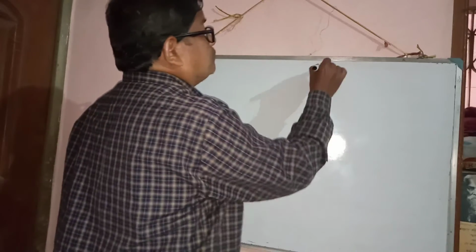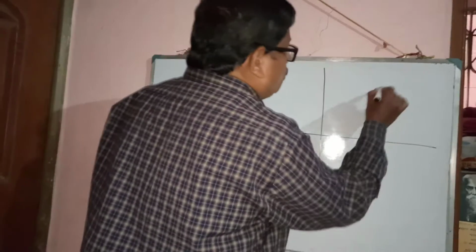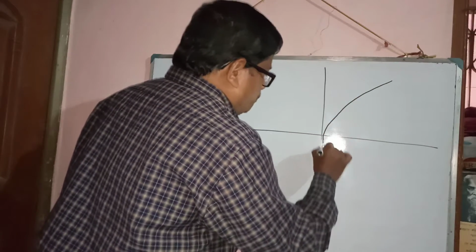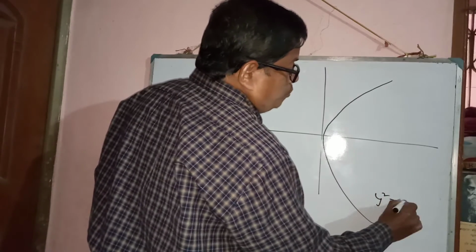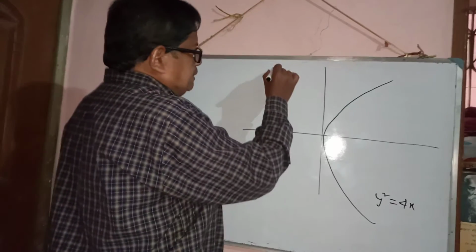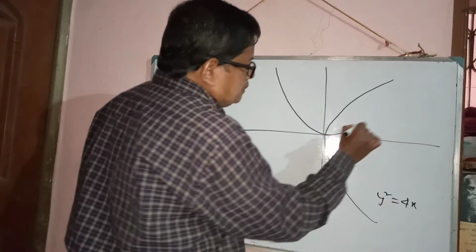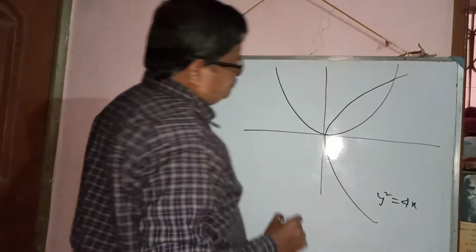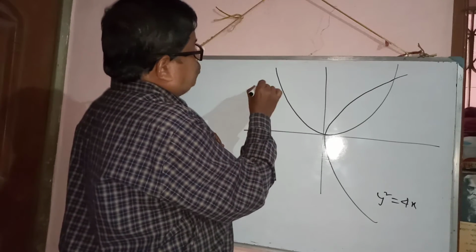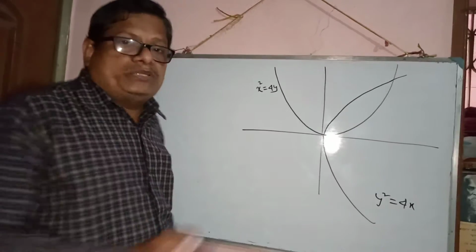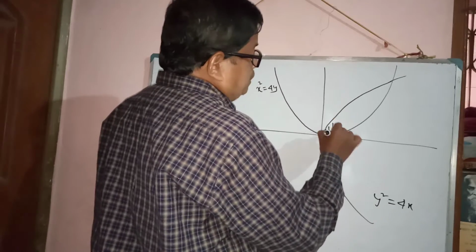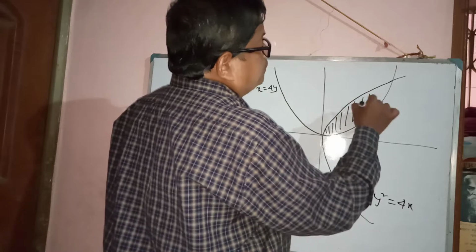Today, I will solve a few important sums. Suppose two parabolas are given. One is y square equal to 4x, and another is x square equal to 4y. How to solve for the common region? This one, see, this is the common region, the common part.